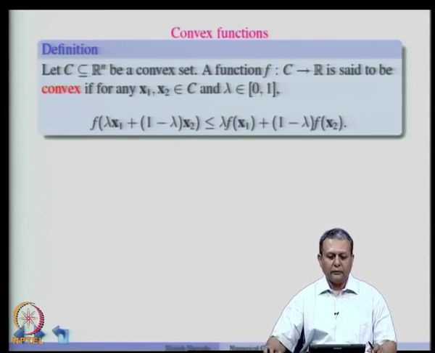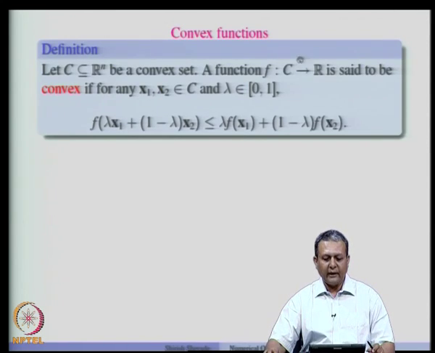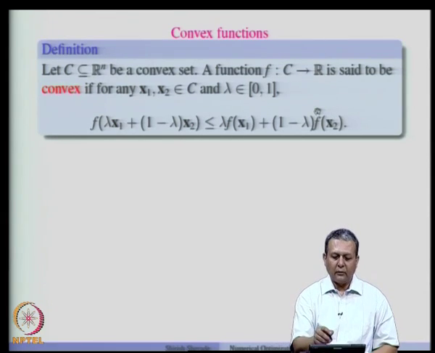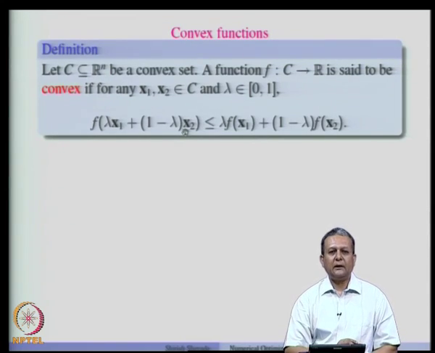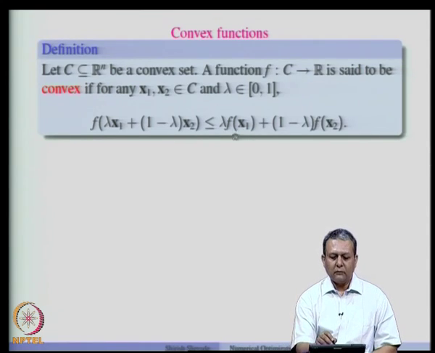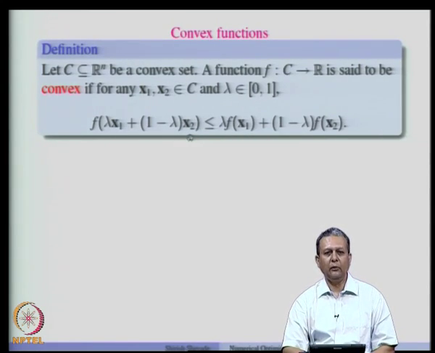Now, what does this definition say? If you take any 2 points x1, x2 in the set C and take a lambda in the closed interval 0 to 1, you get a point on the line segment joining x1, x2. So, lambda x1 plus (1 minus lambda) x2, as we have seen earlier, if lambda is in the closed interval 0 to 1, represents a point on the line segment joining x1 and x2. And what convexity says is that the function is convex if f of (lambda x1 plus (1 minus lambda) x2) is less than or equal to lambda f(x1) plus (1 minus lambda) f(x2).